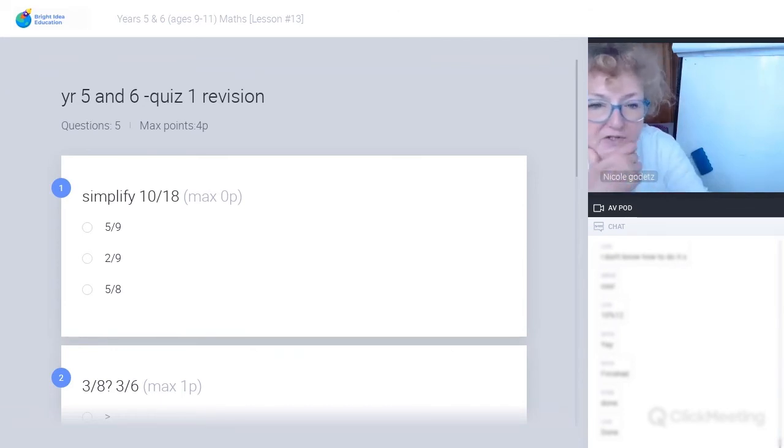Now question 2, you have to choose the sign. 3/8 is greater, equal, or less than 3/6. So think about the work we did where the numerators are the same, then you're thinking about what's the best piece of pie to have. 8ths or 6ths?